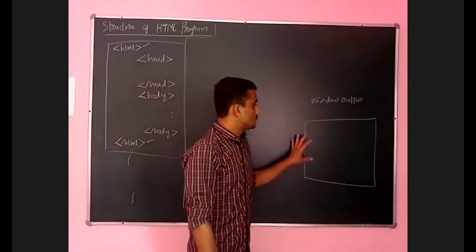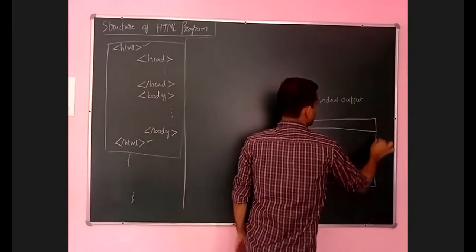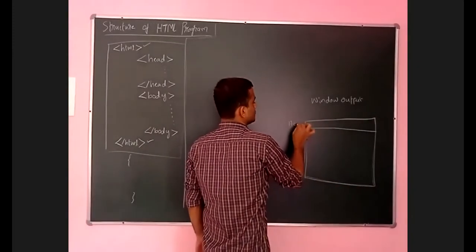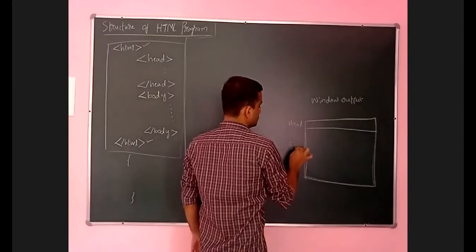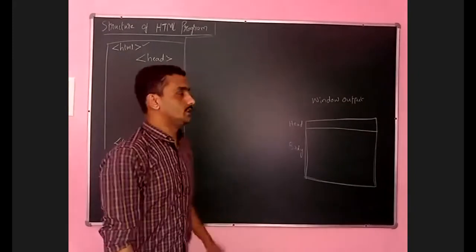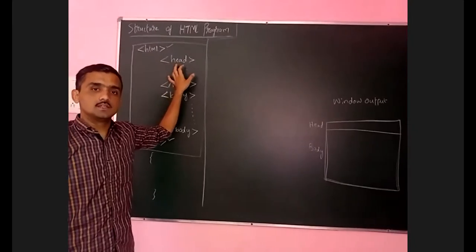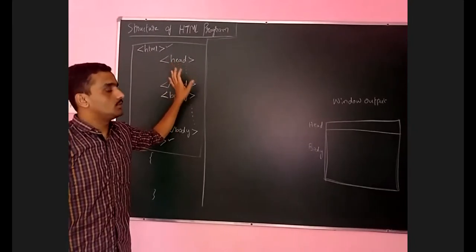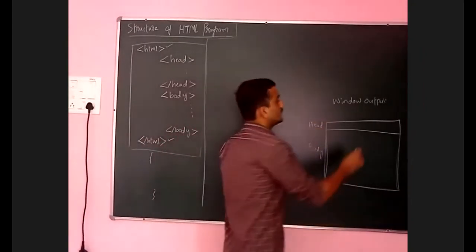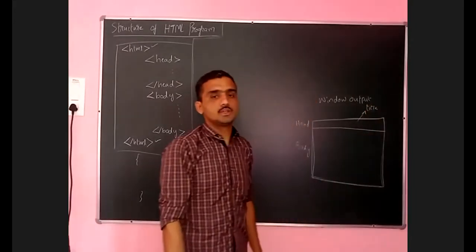Now in the browser, we have two parts here. If you consider this total as an HTML page or web page, we will have two parts. The first part is the head section, the second part is the body section. When we write the program, in the head section we have many things to write, like title, style, and design. But when we go for the output, in the head section we can display the title. The title of the document is displayed.